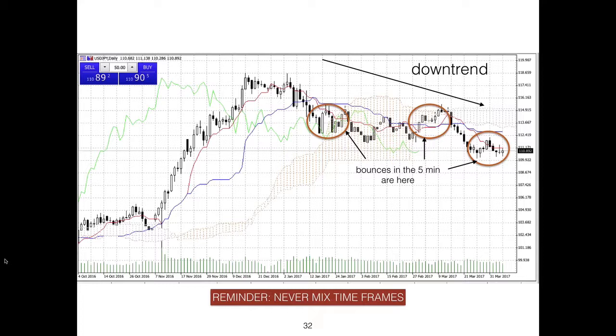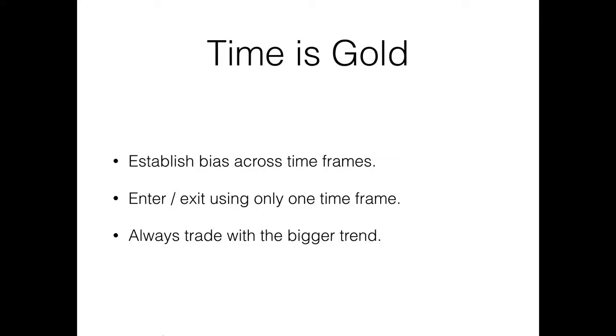You failed at executing the trade, you end up holding it longer than you intended to because you did not trade using your time frame.